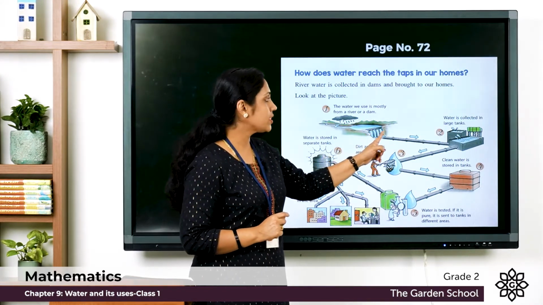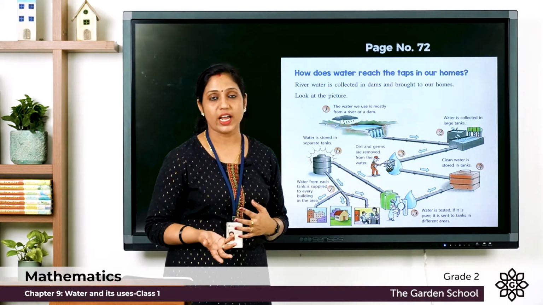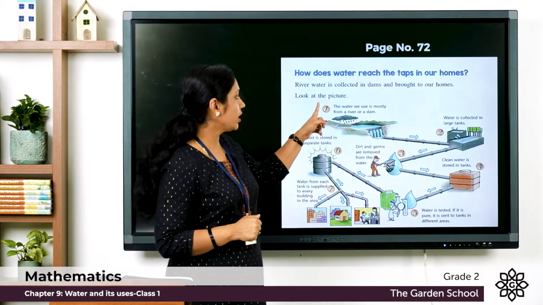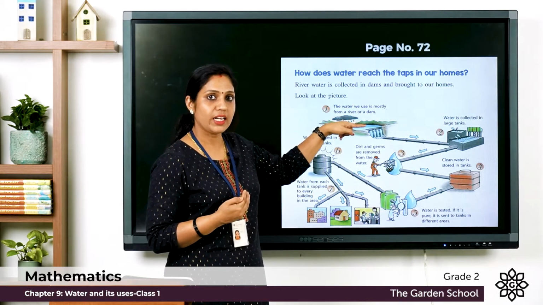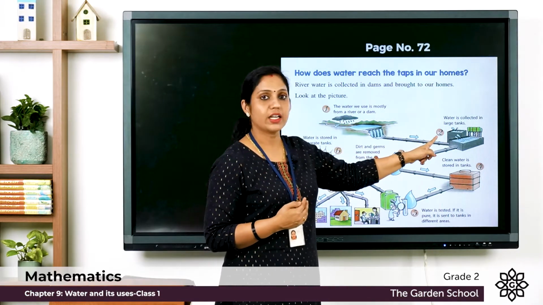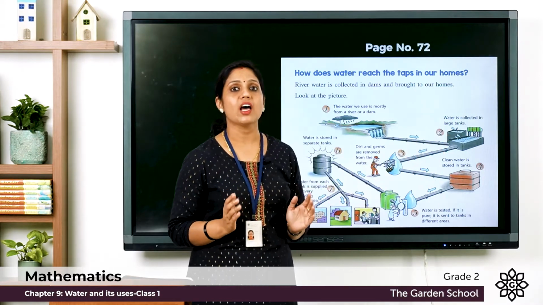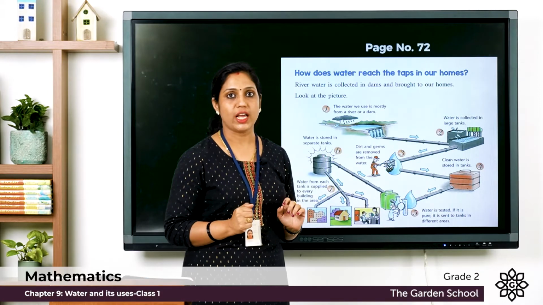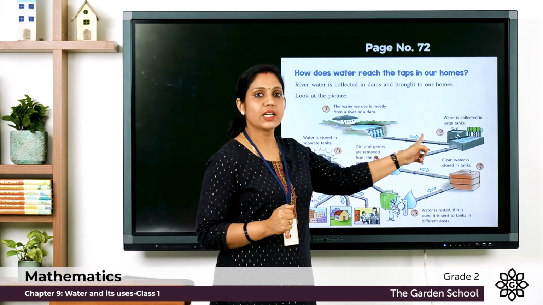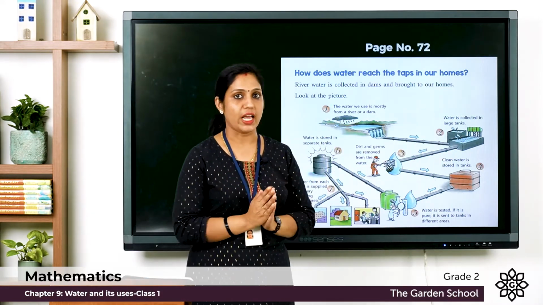So from the dams, they are connected to a large tank. So that is the second step. See, in the first step, the water that we use is seen in the river or in the dams. And from there, a pipe is connected, and here water is collected in large tanks. So you can see here, water is collected in large tanks.